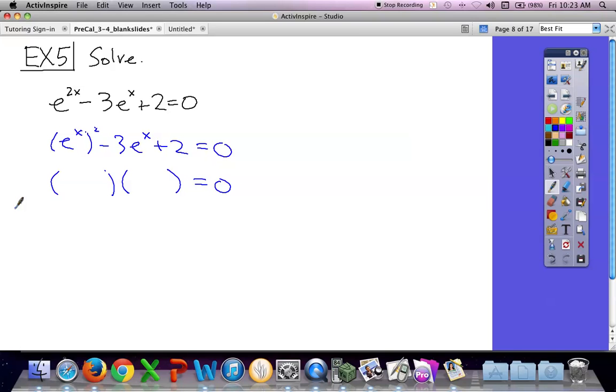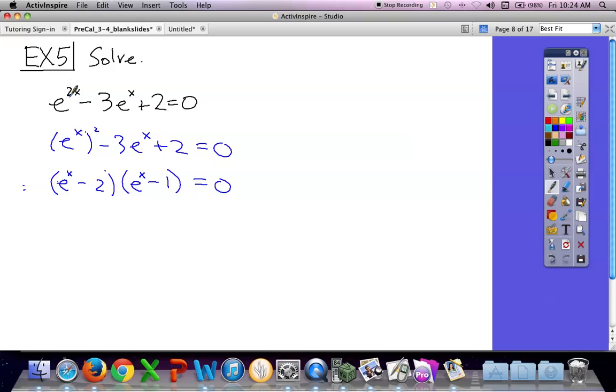We're going to say what two numbers, the product is 2 and their sum is negative 3. And you're going to say, don't think of ln's or anything. Negative 2, negative 1. So it's minus 2, minus 1. But this time, the first term in each set of parentheses is e to the x, right? When you do e to the x times e to the x, you get e to the 2x, right?